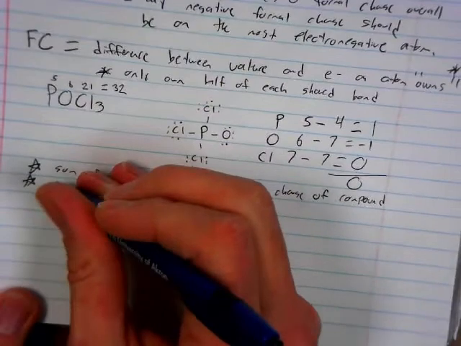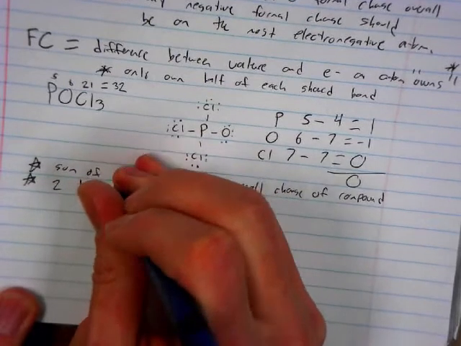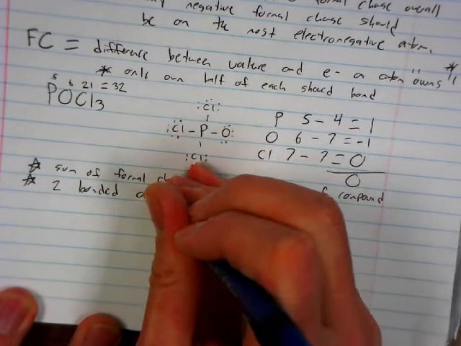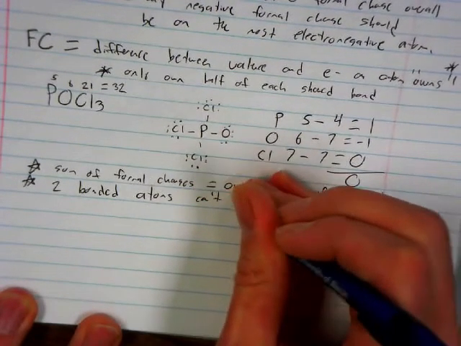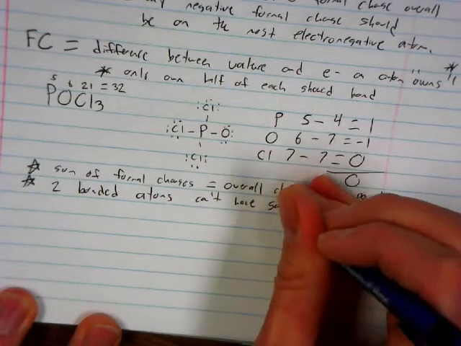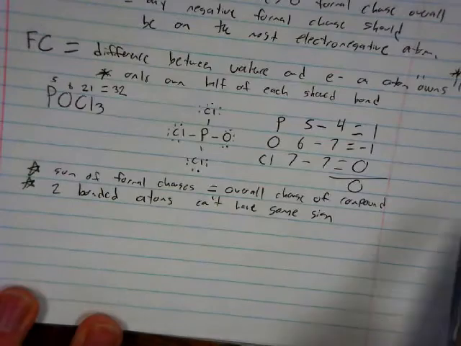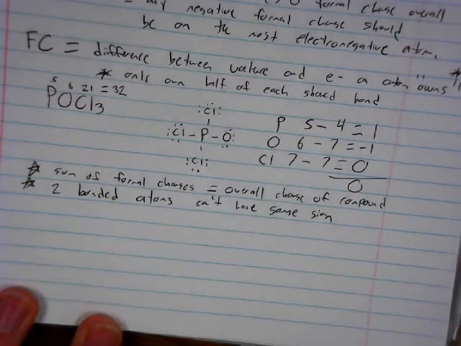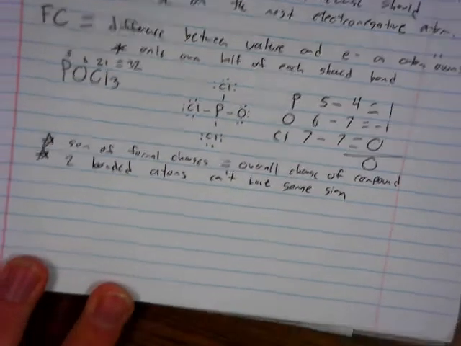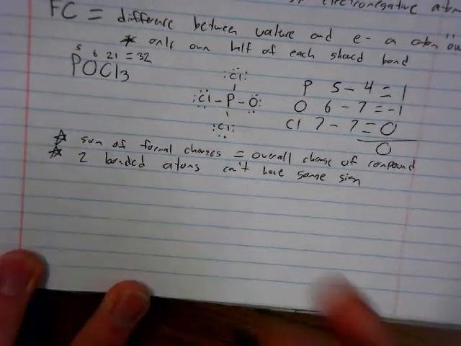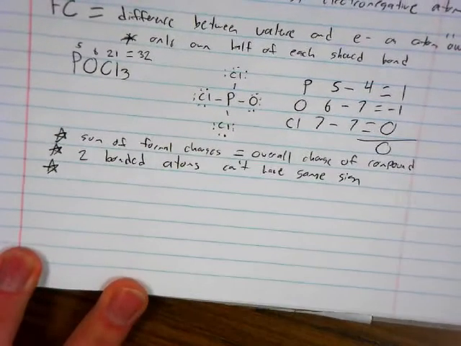Star number 2. Two bonded atoms can't have the same sign. So you'll never have a positive connected to a positive or a negative connected to a negative.